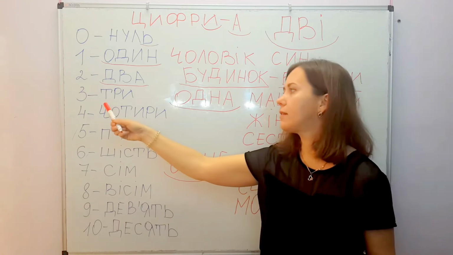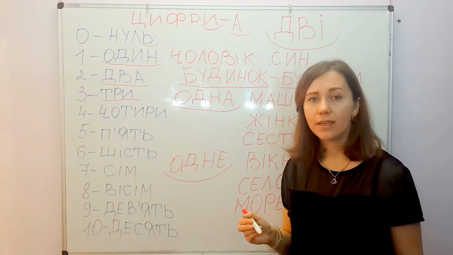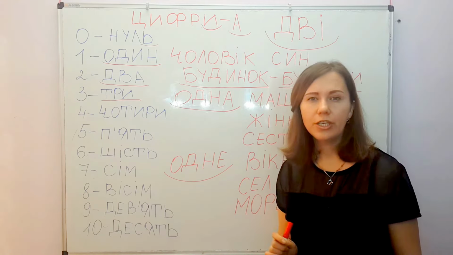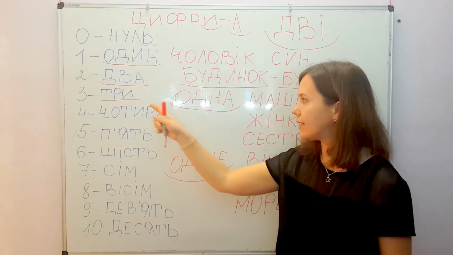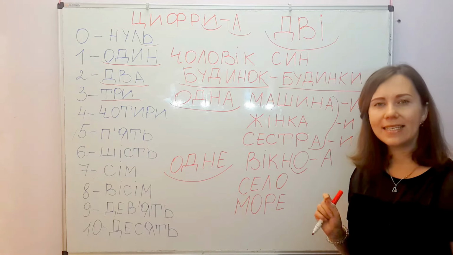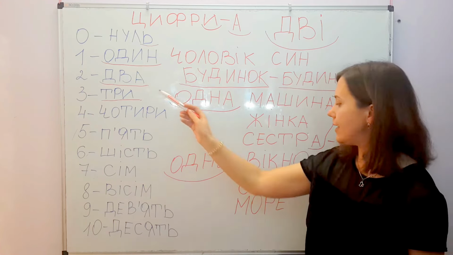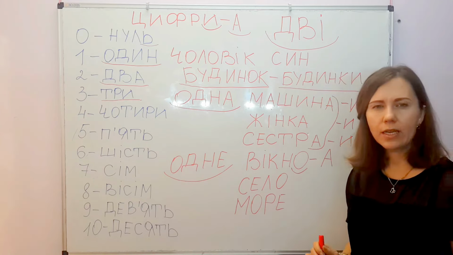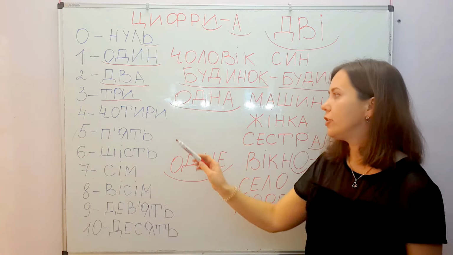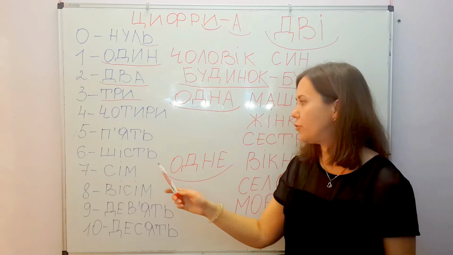Okay, let's move to three. Три. And other numbers, we don't change according to the genders of nouns. Три сестри. Three sisters. Три будинки. Three buildings. Три вікна. Three windows. So we don't change. Only we change один and два. Чотири. Four.